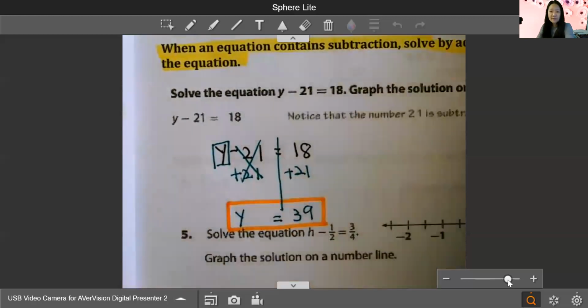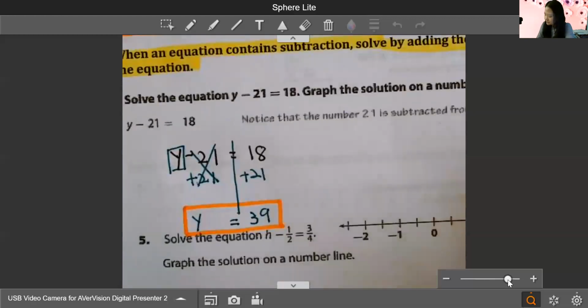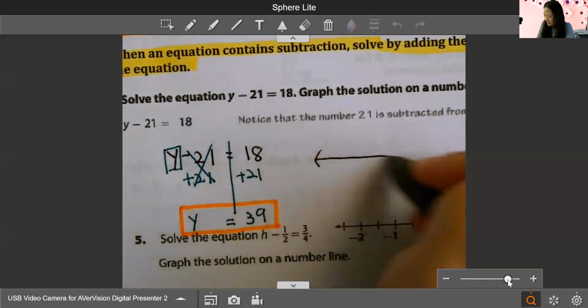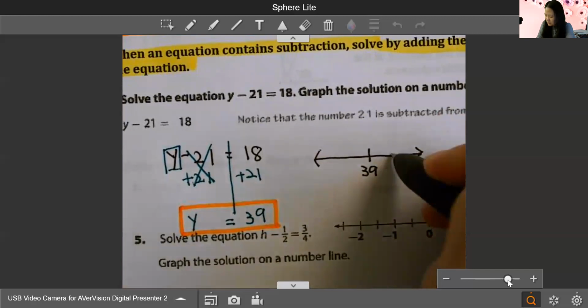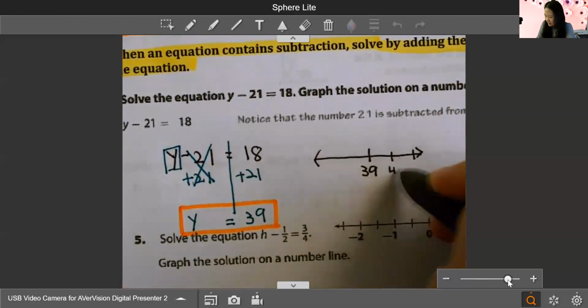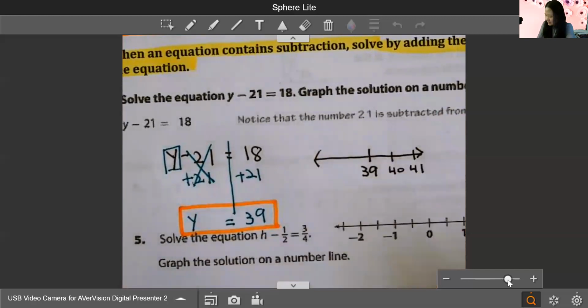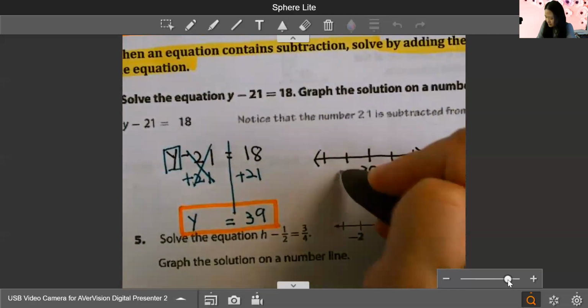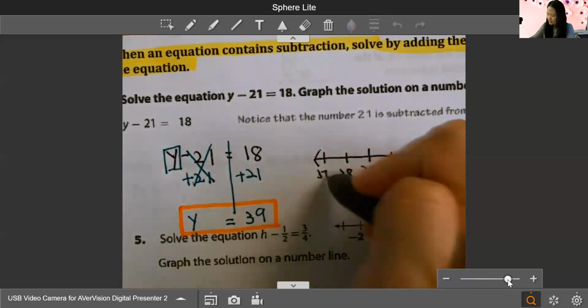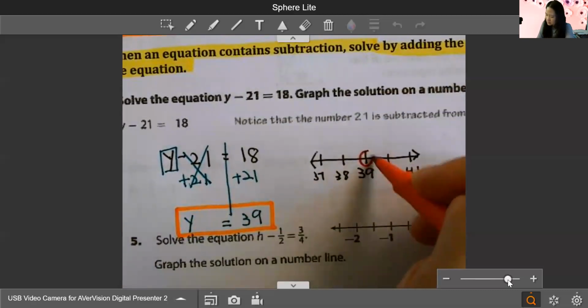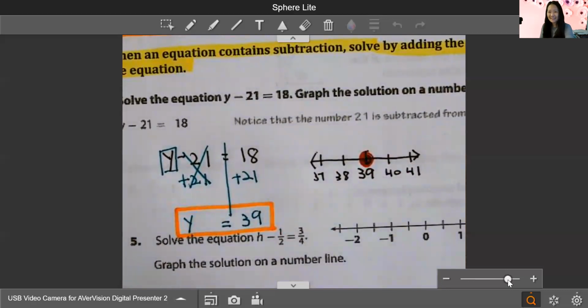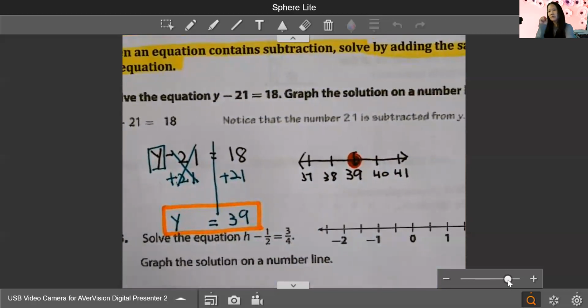How do you graph that solution? Well, you have a number line. Like I said, I like to put the solution right in the middle and a couple of numbers to the right and a couple of numbers to the left. Now, since 39 is the solution, I'm going to do a closed circle, okay, right on 39. Closed circle means a circle where you fill in the inside, okay?